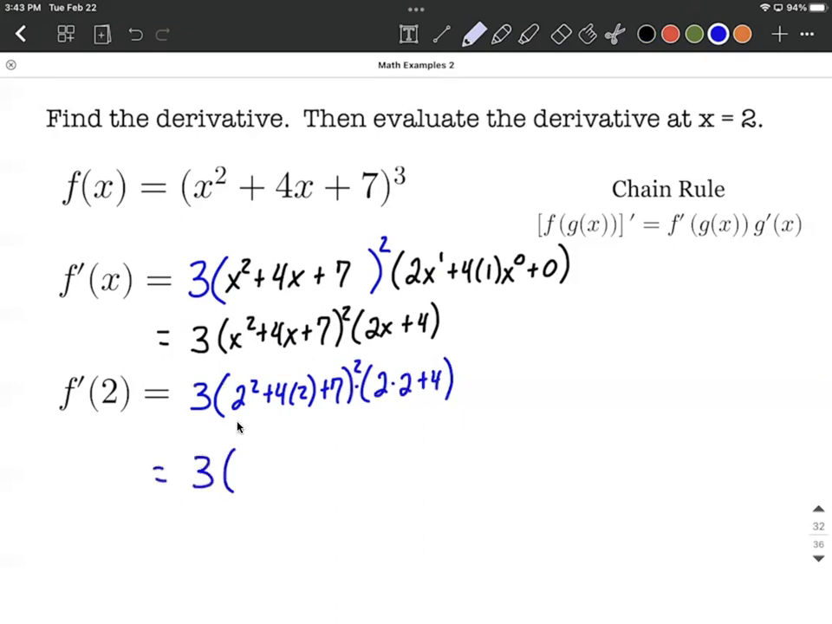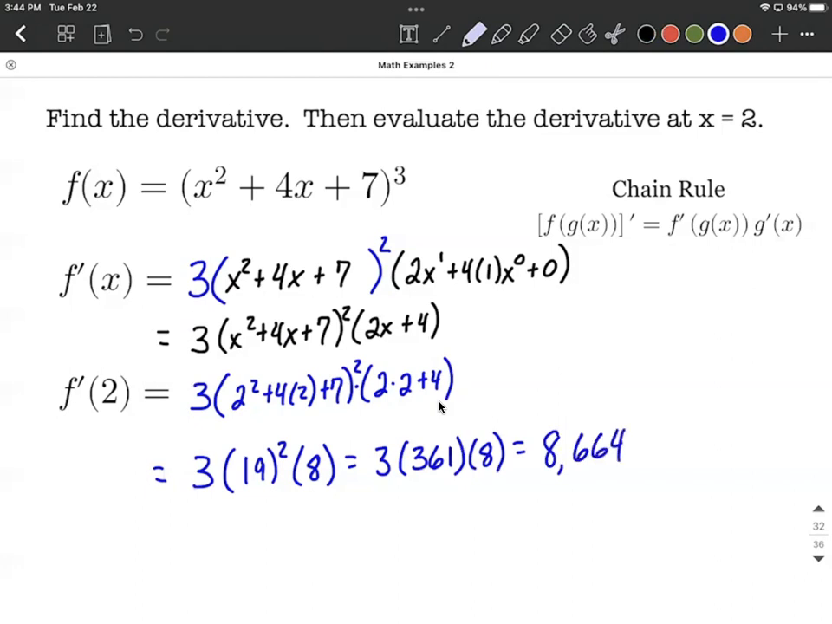We think this is 4 plus 8 plus 7, which works out to be 19. And then that last set of parentheses, this is 4 plus 4 makes 8. We could say this is 3 times 19 squared, which is 361, times 8, which works out to be a very large number, 8,664. All right, hope this helps out and get you moving in the right direction on the chain rule.